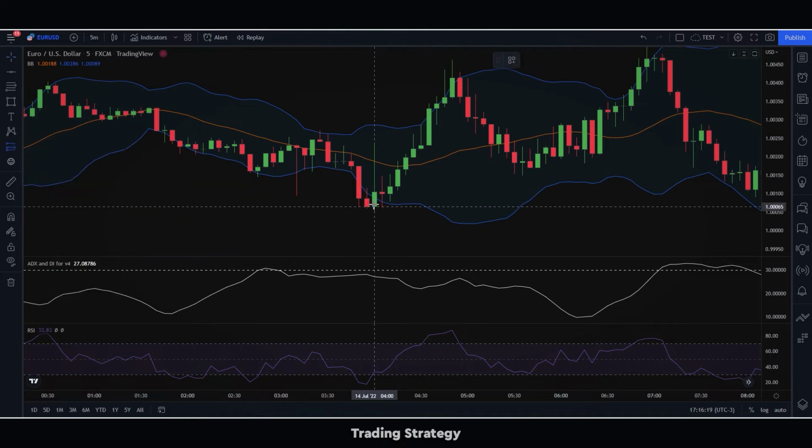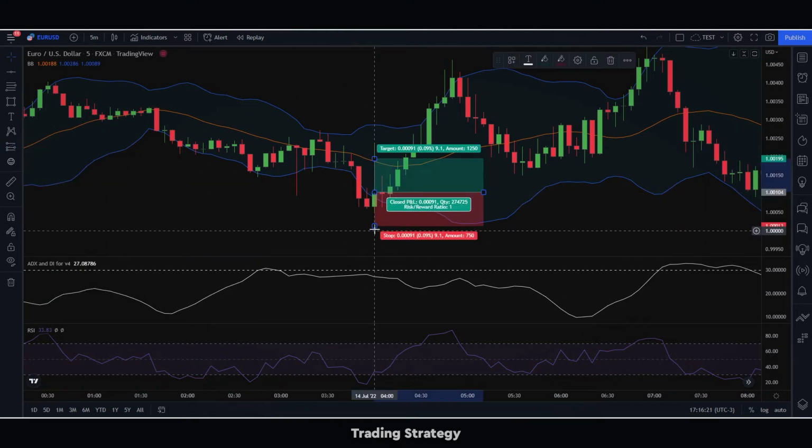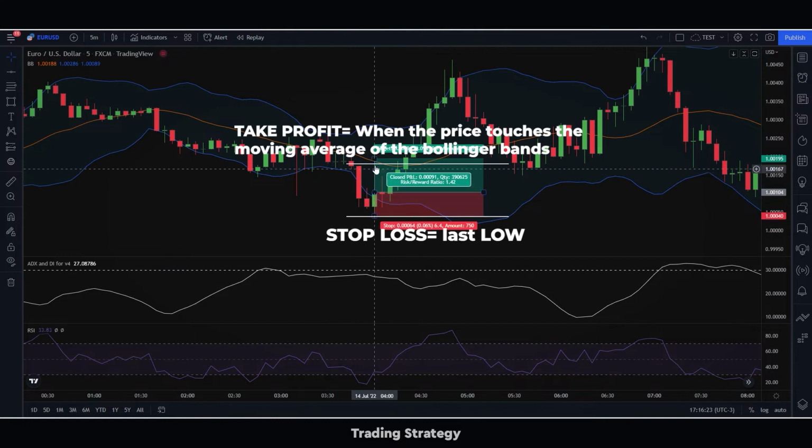Once we make the trade, we will place our stop loss at the last low, and our take profit when the price touches the moving average of the Bollinger Bands.